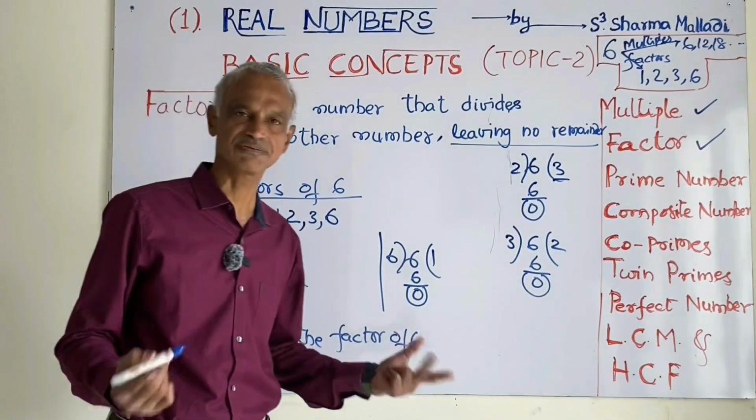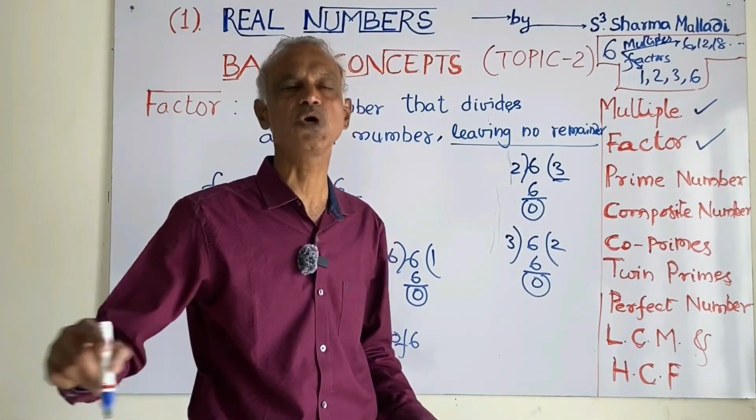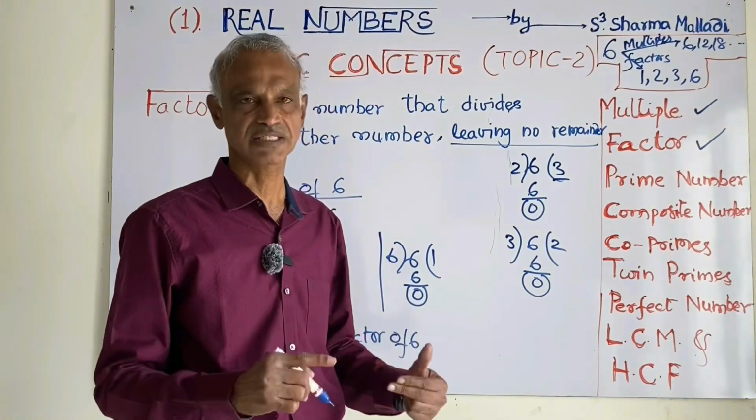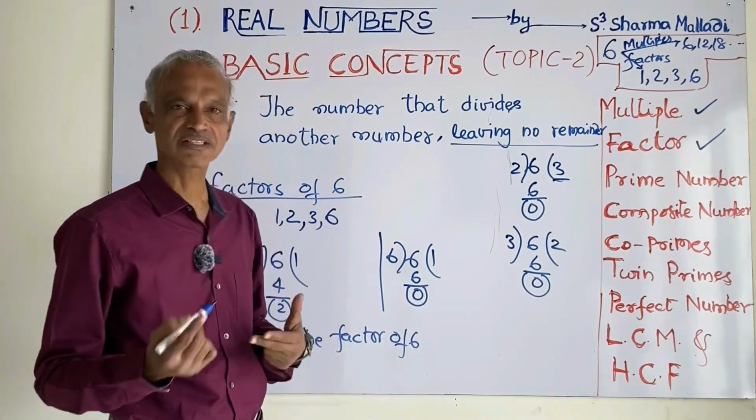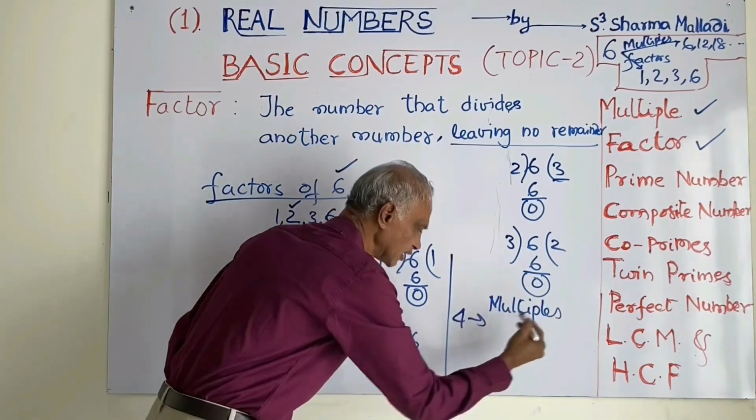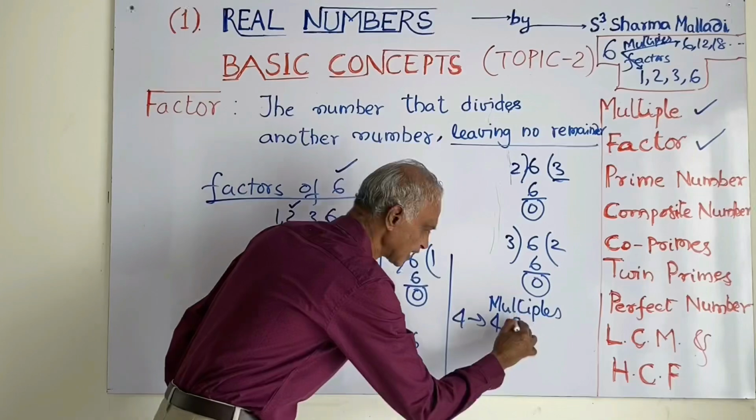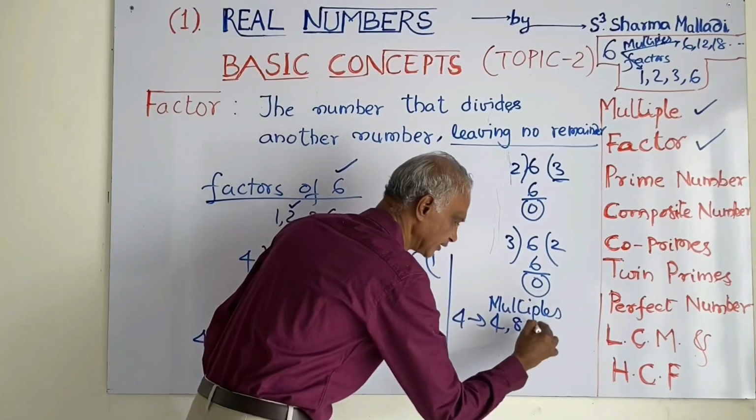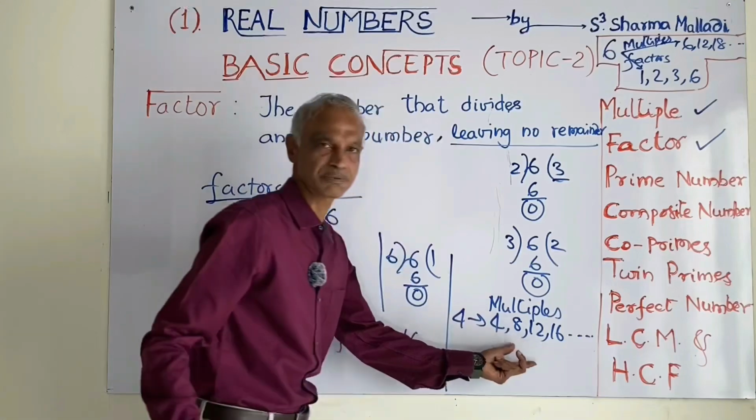What are the multiples of 6? 6, 12, 18, like this, and so on. They are the multiples of 6, but 1, 2, 3, 6 are the factors of 6. What are the multiples of 4? 4 ones are 4, 4 twos are 8, 4 threes are 12, 4 fours are 16, and so on. These are the multiples of 4.